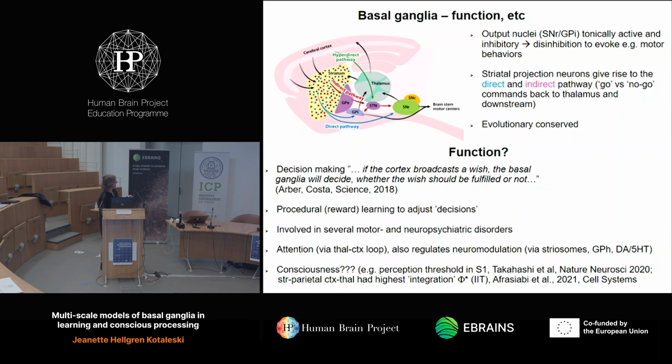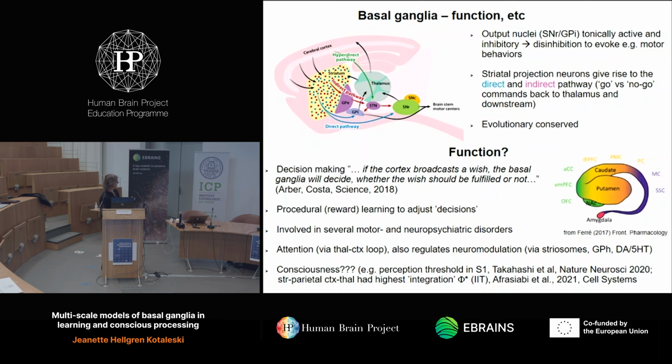And the function has been said to be decision-making, or if you think about motor behavior, action selection. This has been phrased recently by Arber and Kostel: if the cortex broadcasts the wish, the basal ganglia will decide whether the wish should be fulfilled or not. And exactly what wish it is depends on what part of the cortex broadcasts this wish to the basal ganglia.